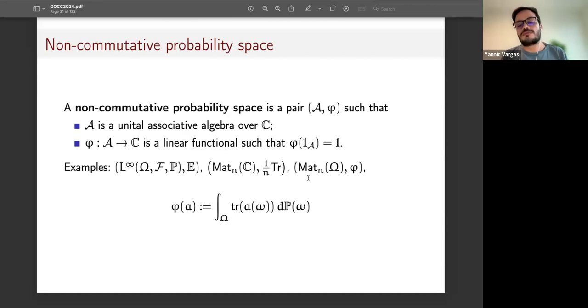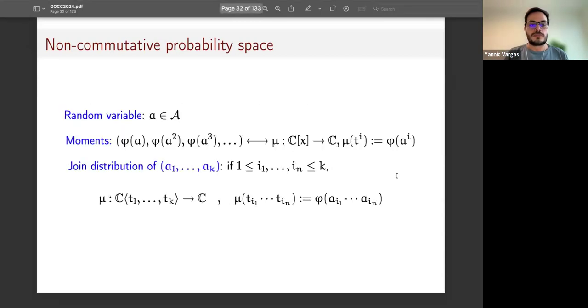And also, more related to random matrices, the space of random matrices, meaning matrices full of random variables, for which now phi is given by this integral. So here, for a non-commutative probability space, we have to think of the elements of A as the new random variables, which may commute or not. And this general phi we can think of as the expectation of the non-commutative probability space.